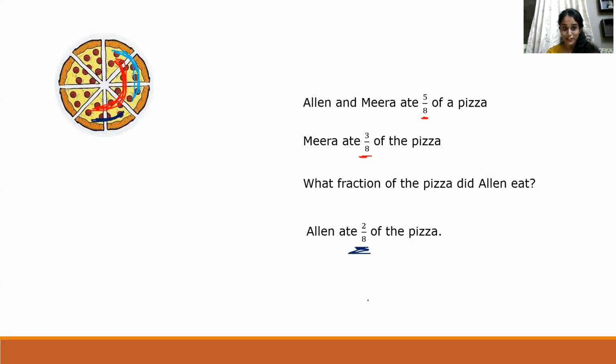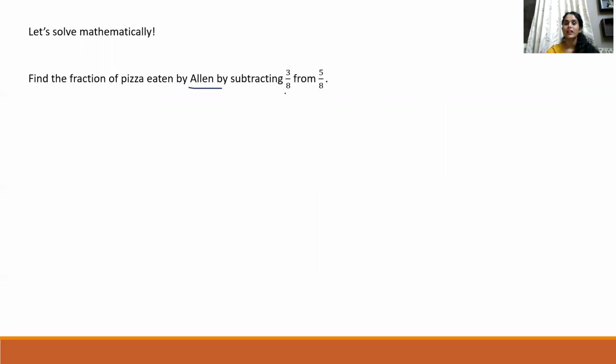Okay, so I hope you understood this subtraction with the help of this image. Now let's solve the same example mathematically. To find the fraction of the pizza eaten by Alan, we have to subtract 3/8 from 5/8. That means we have to subtract the pieces of pizza eaten by Mira, that is 3/8, from the total pieces of pizza eaten by Alan and Mira.